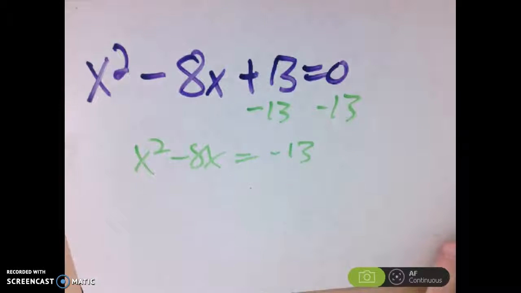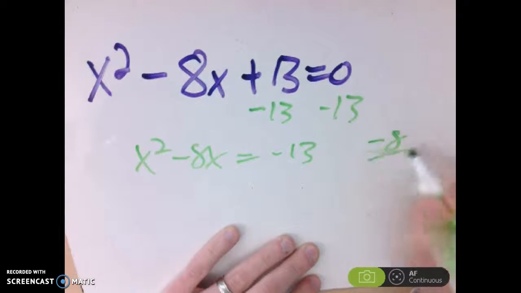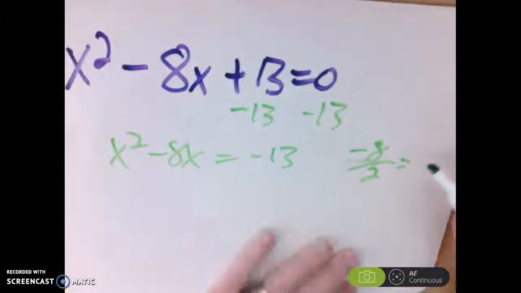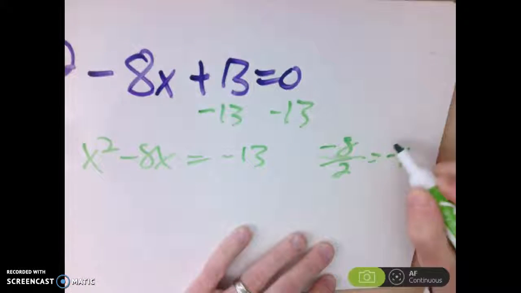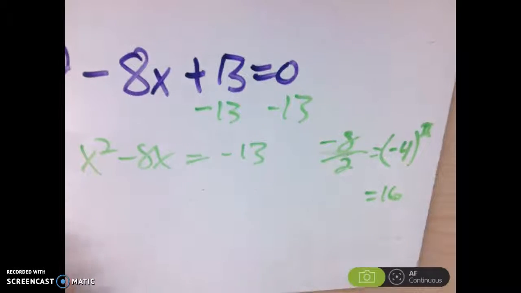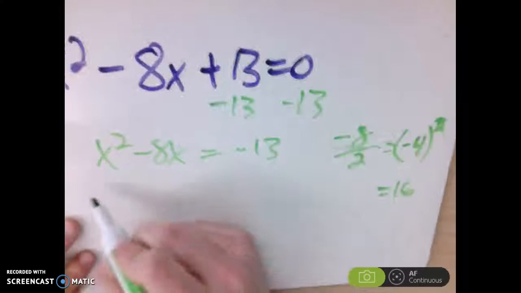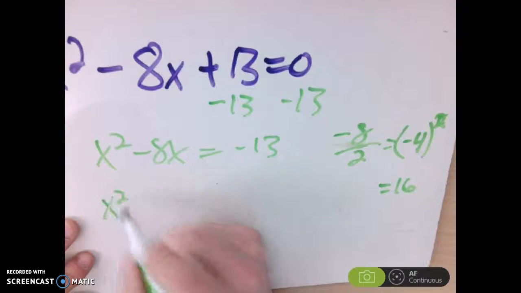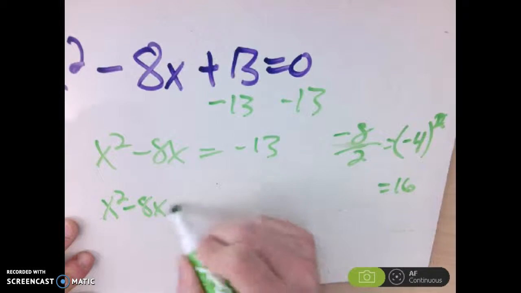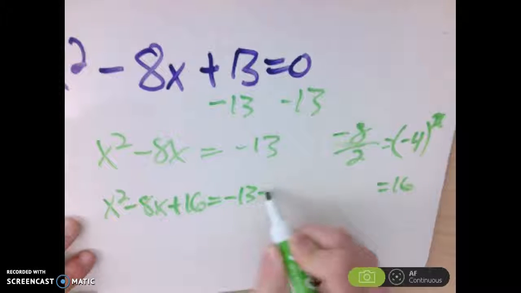Okay, and then my next step was take my b value, my negative 8. Negative 8 divided by 2 equals negative 4. And then I'm going to square that negative 4 squared, and that equals 16. Okay? And so what I'm going to do is add that 16 to both sides. So I have x squared minus 8x plus 16 equals negative 13 plus 16.